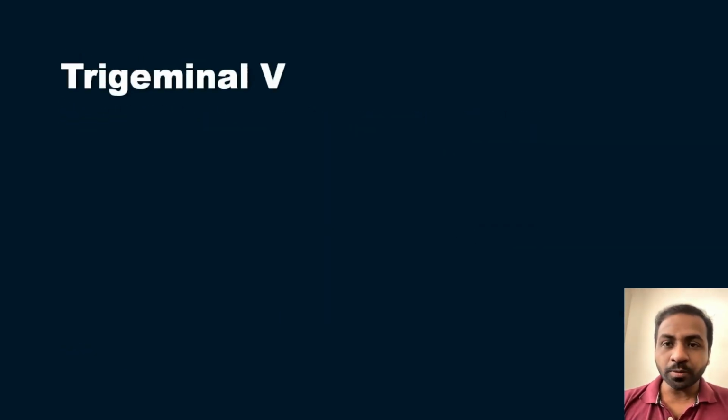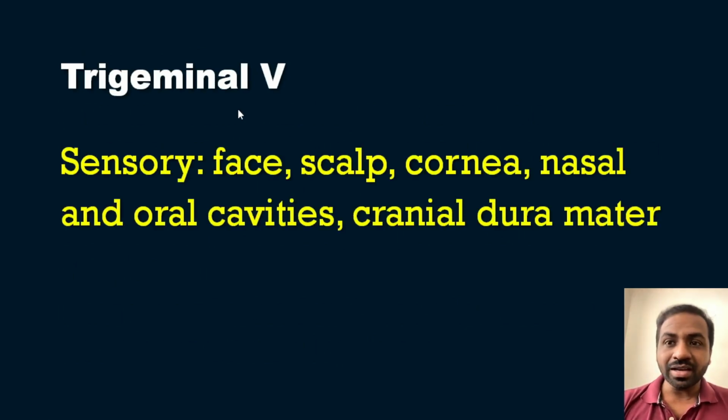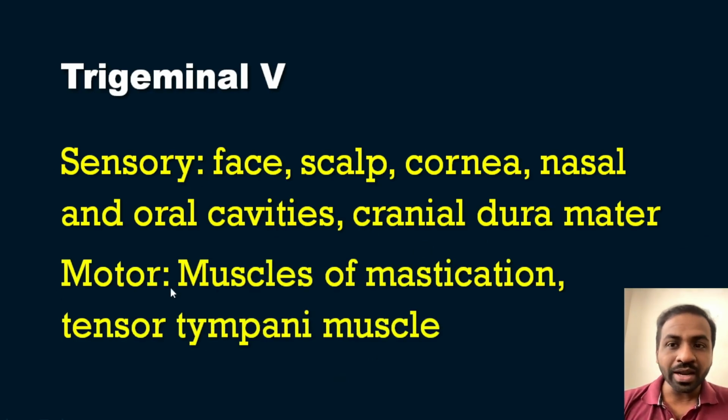Now we will move on to another option, that is the trigeminal nerve. Okay, that is the 5th nerve, and the sensory part supplies the face, scalp, cornea, nasal and the oral cavities and cranial dura mater, and at the same time the motor area supplies the muscles of mastication, and the tensor tympani muscle. Okay, this is all about the trigeminal nerve, and you know about the trigeminal neurology and all. I am not going in depth into the topic.